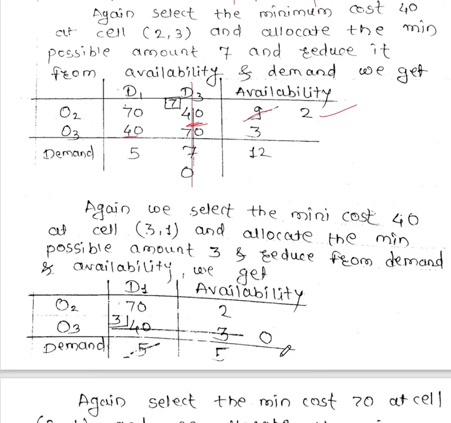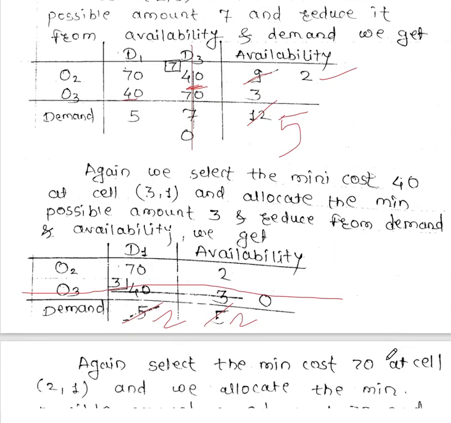So what is the next step? There are only two elements, 70 and 40. From this we can also subtract, so here only 5 remains. The smallest element is 40, and the minimum possible amount is 3, since here is a 3 and here is a 5. Therefore we can allocate 3 at the 40, then subtract from demand as well as availabilities. This row is satisfied, and here only 2 will remain.